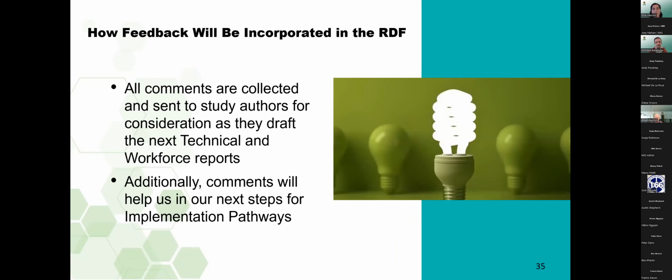So we want to thank everyone for bringing your ideas and questions to past workshops and sector-specific workshops. The comments, questions, and suggestions that came from these stakeholder events will be collected, organized, and sent to the study authors for consideration as they draft the next technical and workforce reports. Additionally, the feedback from stakeholder events will help us in our next steps for implementation pathways, which will be the specific projects, policies, and programs to decarbonize our region.